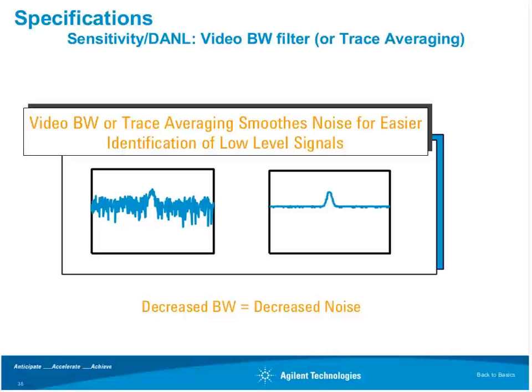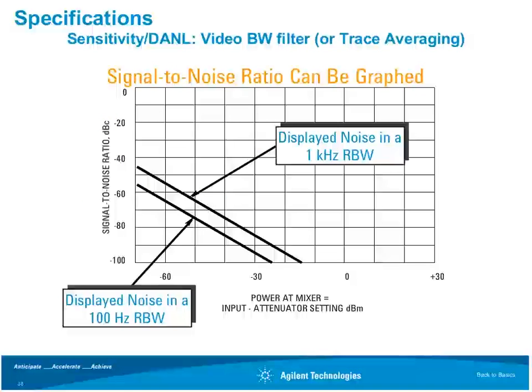Remember earlier we talked about using video filtering to smooth out the noise. Again, this doesn't really improve your signal-to-noise ratio, but it makes it easier to see those low-level signals. So again, that's a good tool to use for looking at those small signals.